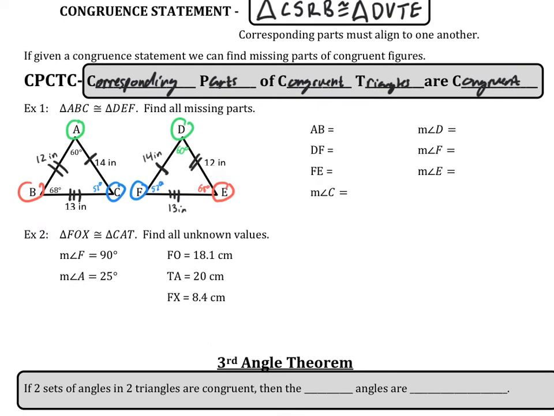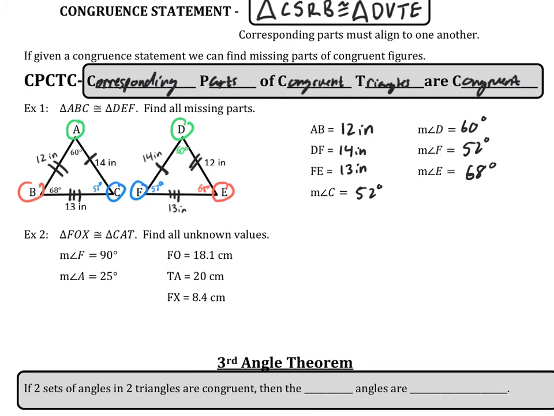So now that we have our figures completely labeled, let's go ahead and just take a moment and fill in these measurements. So we said that AB was 12 inches, DF was 14 inches, FE was 13 inches, the measure of angle C was 52 degrees, D was 60 degrees, angle F was 52 degrees, and angle E was 68. So CPCTC is typically easiest to work on the figure rather than in the abstract, trying just to do the numbers on your own.